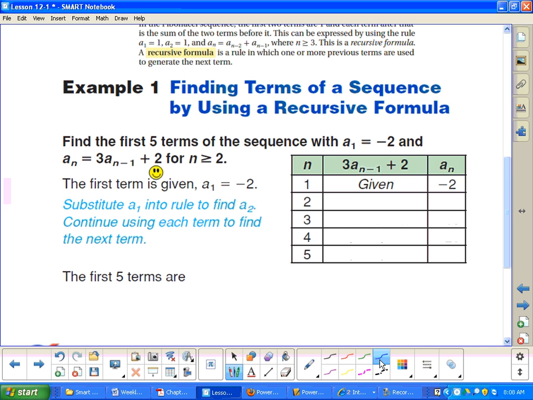We start with our first term, which is -2. To find the next term, I'm going to do 3 times -2 and add 2, because this means 3 times a sub n minus 1, meaning 3 times my previous answer, plus 2. So 3 times -2 is -6, plus 2 is -4.